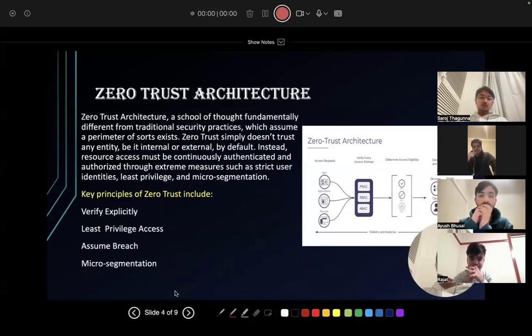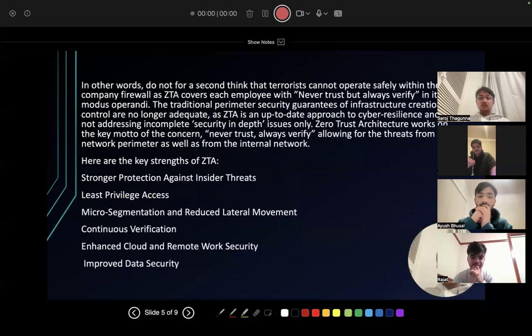extreme measures such as strict user identities, least privilege, and microsegmentation. The key principles of zero trust include: the first one is verify explicitly, the second one is least privilege, the other is assume breach, and the last one is microsegmentation. For now, moving on, I'd like to call my friend Saroj Thagunna to continue the topic.